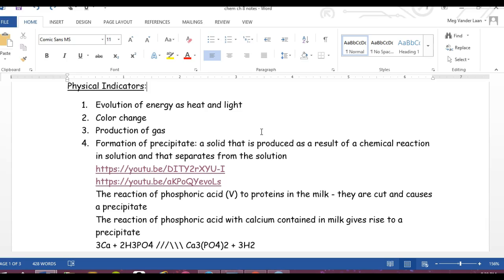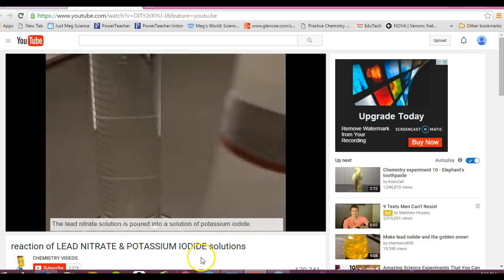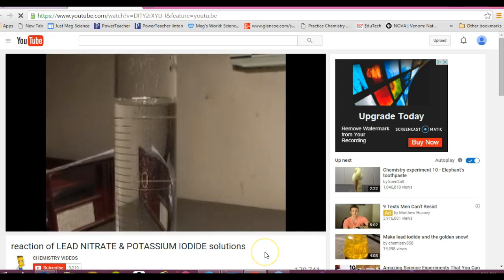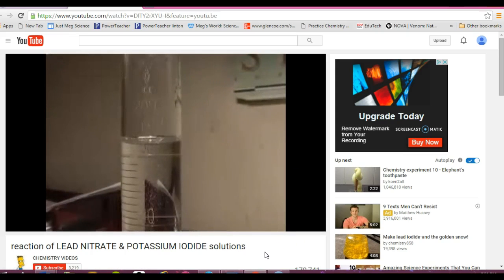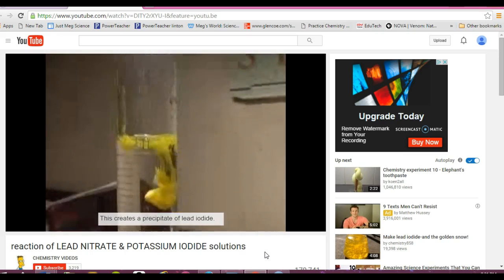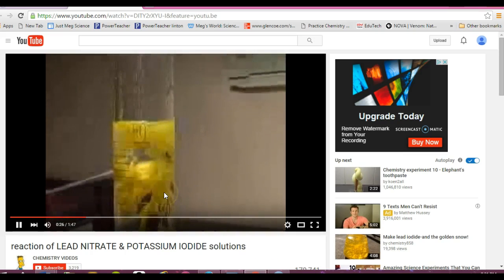Formation of a precipitate. A precipitate is a solid that is produced as a result of a chemical reaction in solution. It will separate from the solution. I'm going to show you a video clip here of the chemical reaction of making a precipitate. So in this reaction, we're going to put lead nitrate and potassium iodide together. And as you can see, this is a new substance. So we've made a new substance, so it's a chemical reaction.